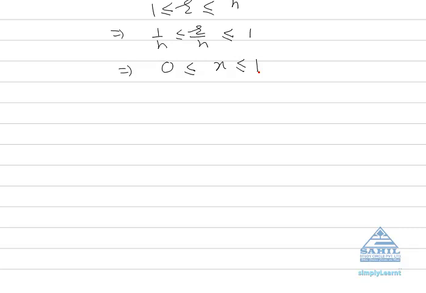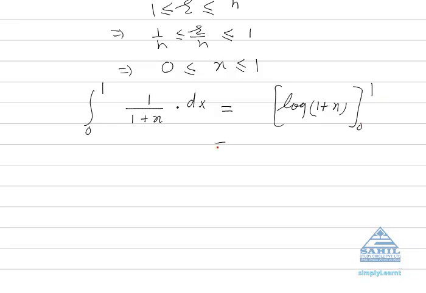So what will our equation be? The equation will reduce into the definite integral from 0 to 1 of 1 upon 1 plus x into dx. What is the value of this? It is log of 1 plus x, with limits 0 to 1. If you apply the limits, your answer will be log 2. I think it's a very easy process to understand how to find the sum of such series.